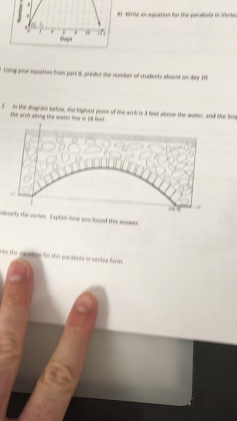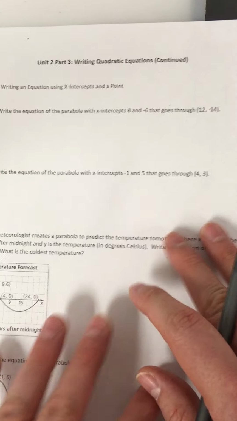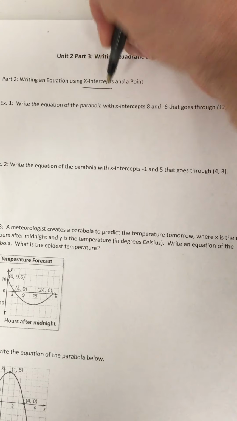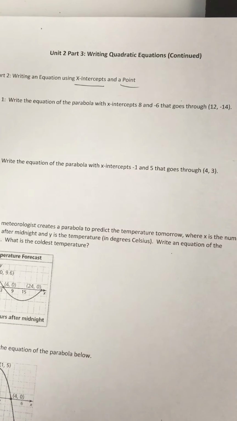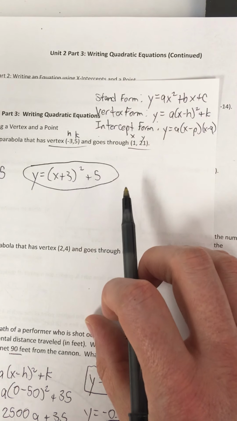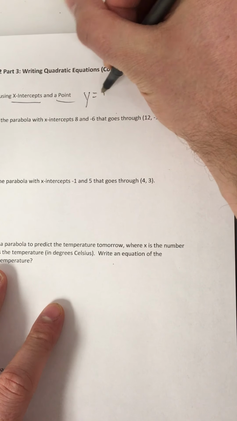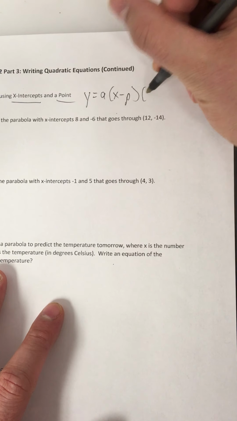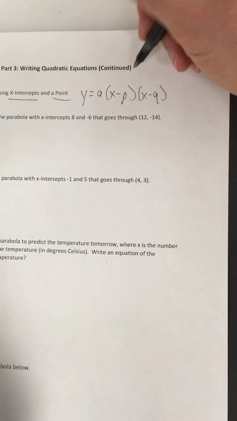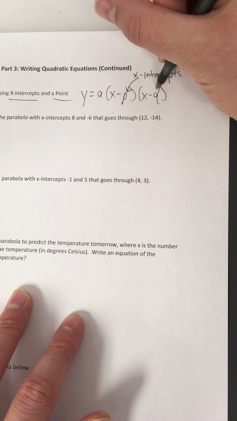So if we go to the last page now, not that one, we just did that. All right, what happens if instead of the vertex and a point, what happens if I know the x-intercepts and a point? All right, then I'm not going to use vertex form. Which of those forms would make more sense if I know the x-intercepts? The intercept form. All right, so let me just write the formula we're using. Y equals a, parentheses x minus p, parentheses x minus q. Do you remember what p and q tell us? That's the x-intercepts. That's where your graph touches the x-axis at p and q.